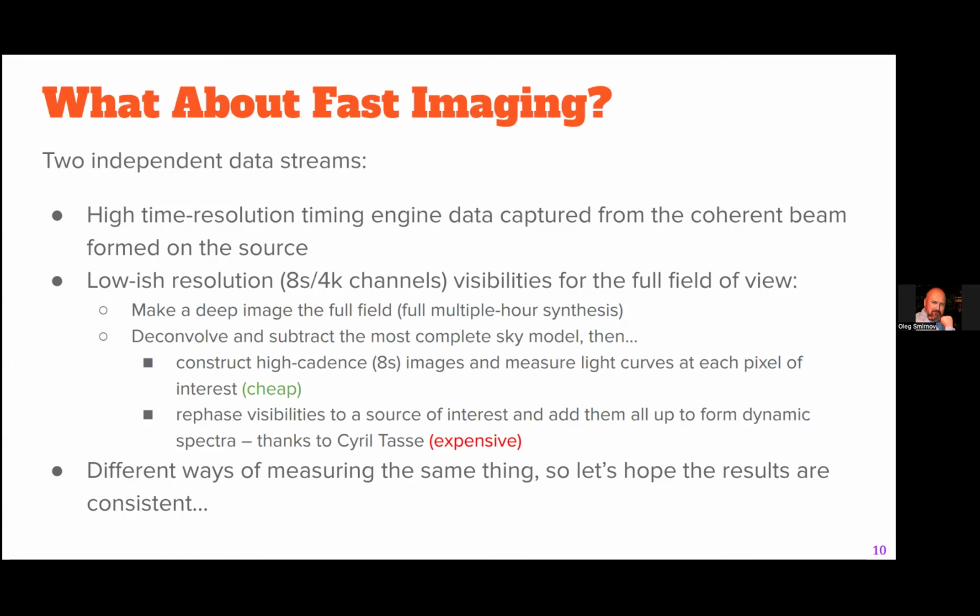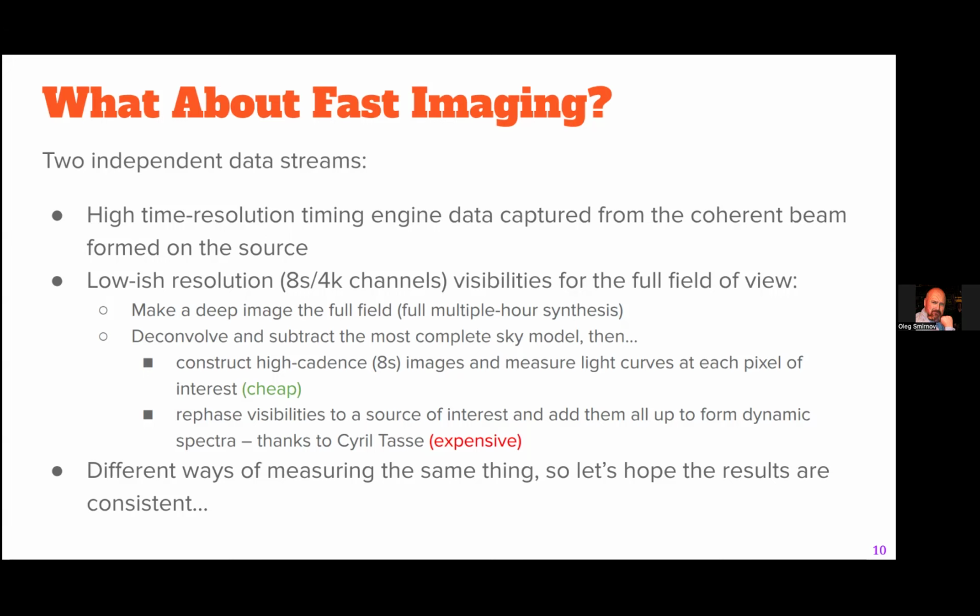The pulsar timing engine, you have to point in advance, you have to know where the source is. The thing with visibilities is we can do it for every source in the field, and we can go back and do it with any observation archive. And then we can also do, this is a more expensive operation, but very straightforward, rephase the visibilities to a particular source and construct dynamic spectra. They're going to be at lower resolution than from pulsar timing, but maybe they're still useful.